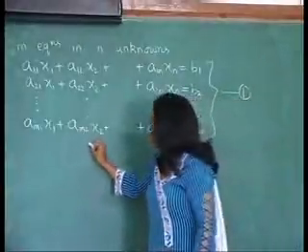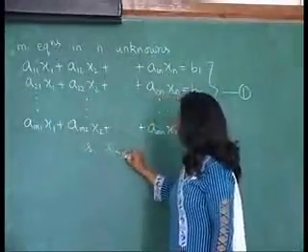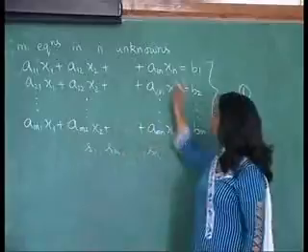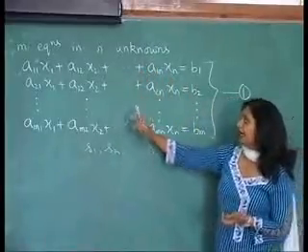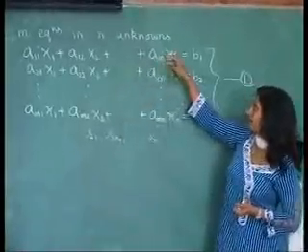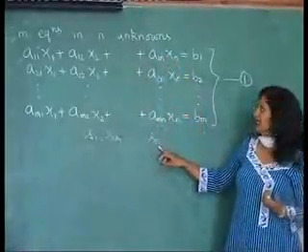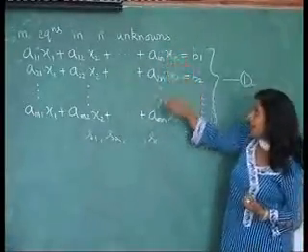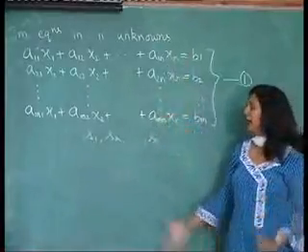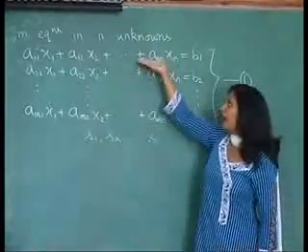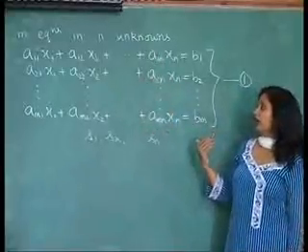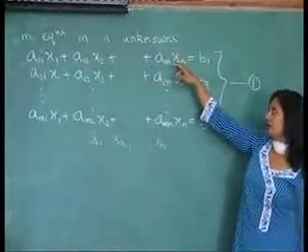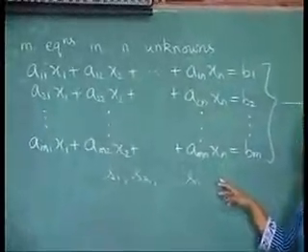Once again, we will say that a sequence s1, s2, ..., sn is a solution of this system if and only if when I put x1 equal to s1, x2 equal to s2, xn equal to sn, each and every equation has to be satisfied. That means this should be a solution of all the equations in the system. So what we are looking for is a simultaneous solution for all these equations.